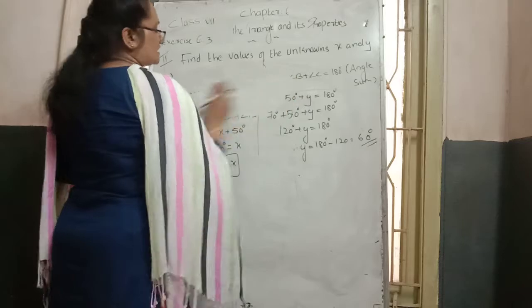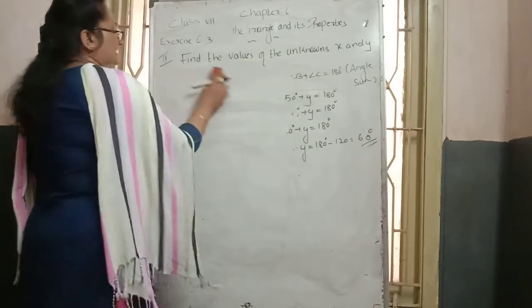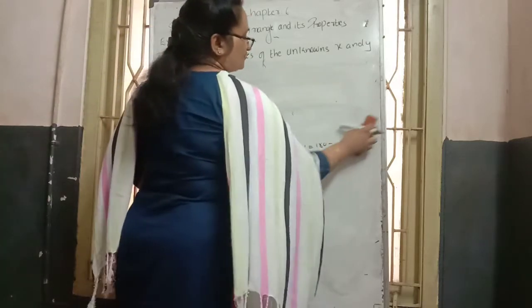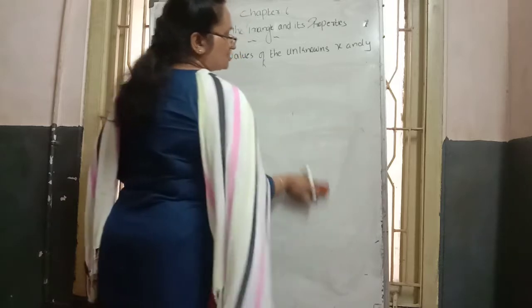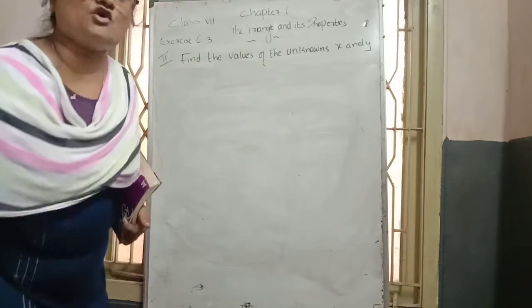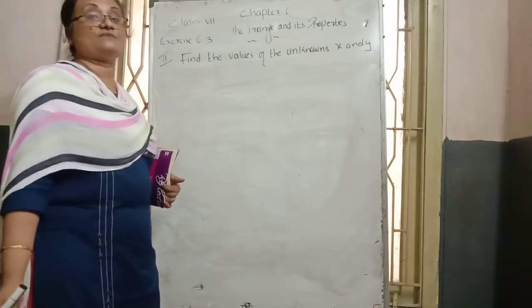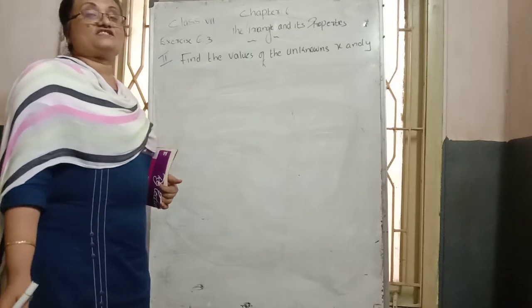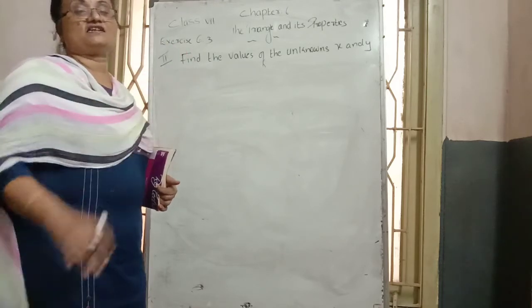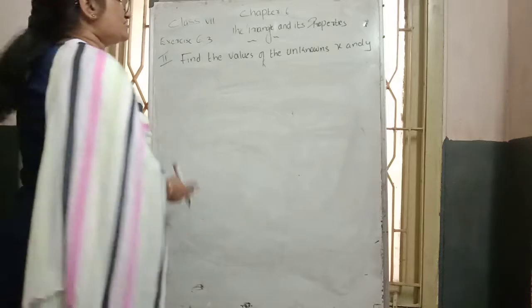Like this, there are some more questions. The next second question follows the same process: apply the angle sum property and exterior angle property, or the vertically opposite angle property. Vertically opposite angles, that property is also applied in this type of question.